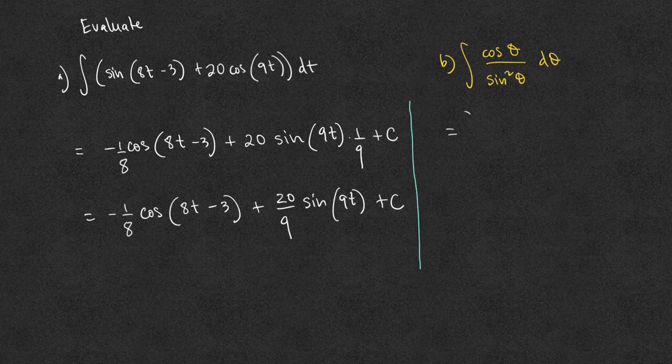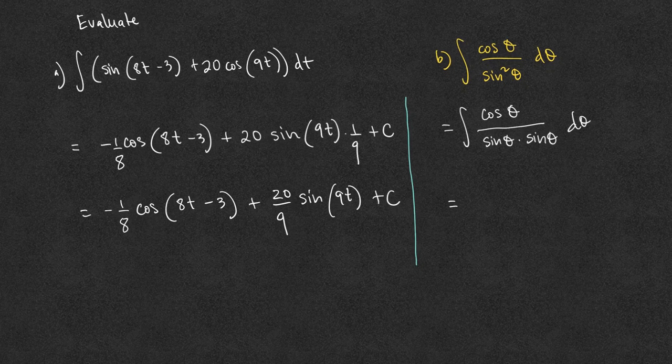And so if we rewrite it, this is the integral of cosine theta over sine theta times 1 over sine theta d theta. Rewriting this further, cosine theta over sine theta is cotangent of theta. 1 over sine theta is cosecant theta. But we know that the derivative of cosecant of theta is negative cosecant of theta cotangent of theta, and so the antiderivative is negative cosecant of theta.